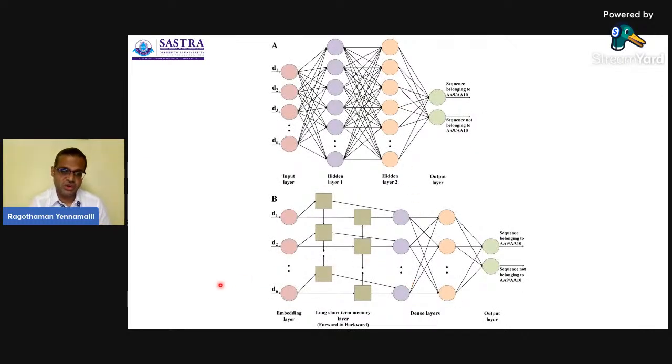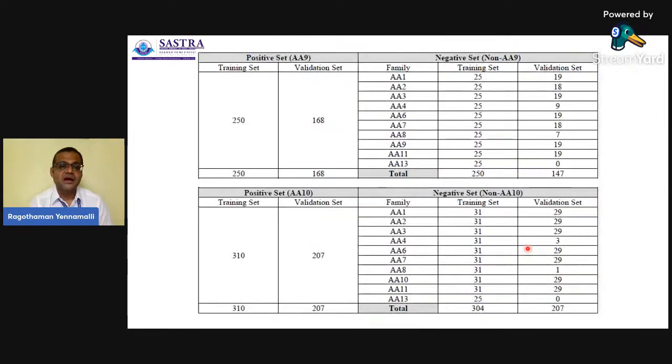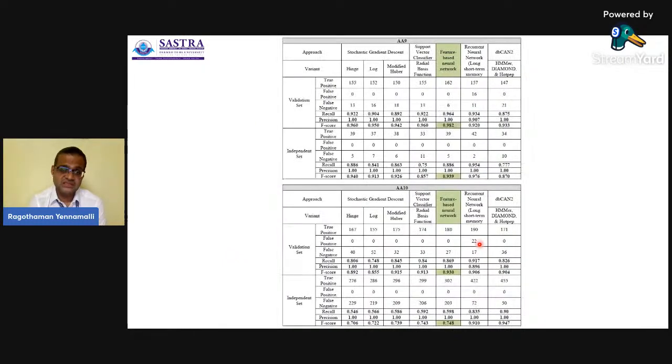So this is just to show the LSTM network we had. We had two layers of LSTM, both forward and backward, and the output is giving whether it belongs to AA9 or AA10. And so this is the data. This is the starting data for AA9 and AA10, with the positive set containing both training and validation. And we tried to keep it a 1:1 ratio so that there's no bias. And we took those that are not AA9 and AA10 in the negative set.